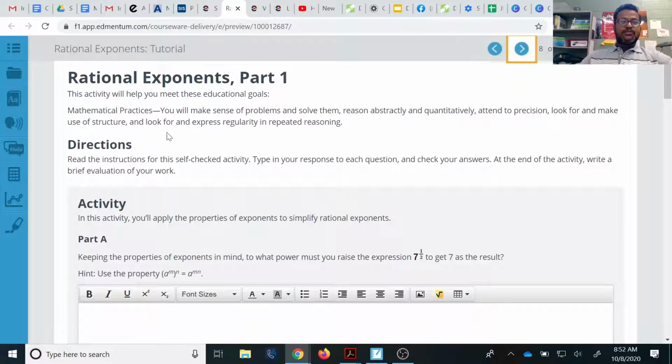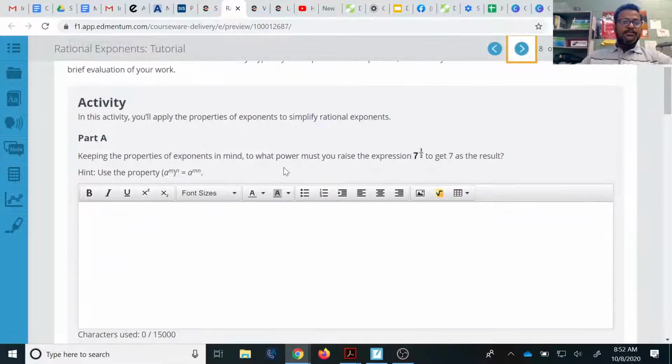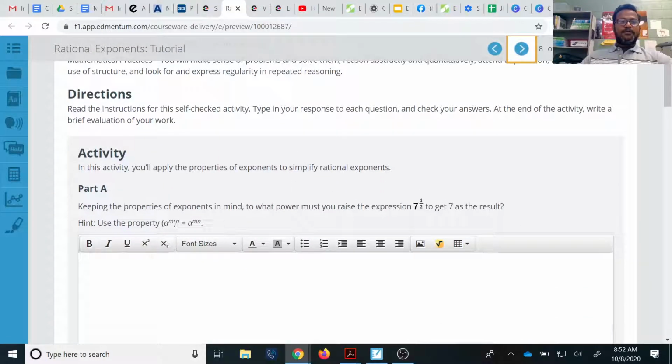Okay, so this activity will help you meet these educational goals. What are the goals? You'll make sense of problems and solve them, reason abstractly and quantitatively, and attend to precision. Look for and make use of structure, and look for and express regularity in repeated reasoning. Okay, so let's do the first activity.